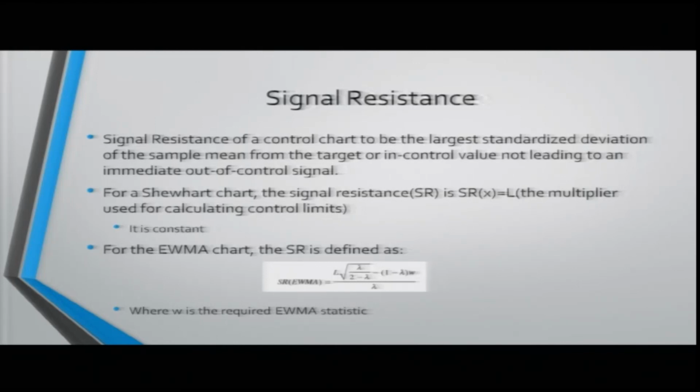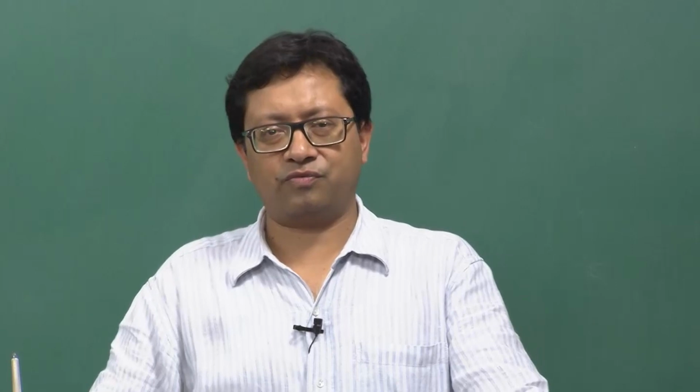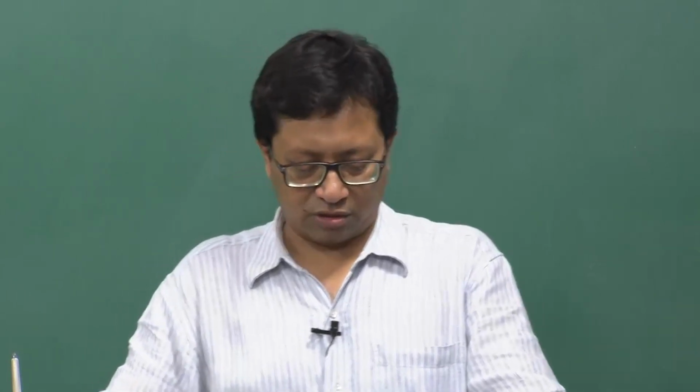For a Shewhart chart, the signal resistance would be calculated by a multiplying factor using the control limits, and this L factor, which we also considered and saw in the exponential weighted moving average, would come into the picture for our better calculations.